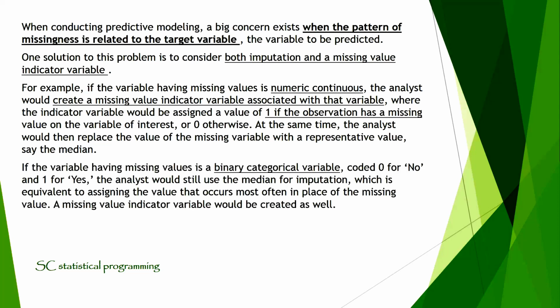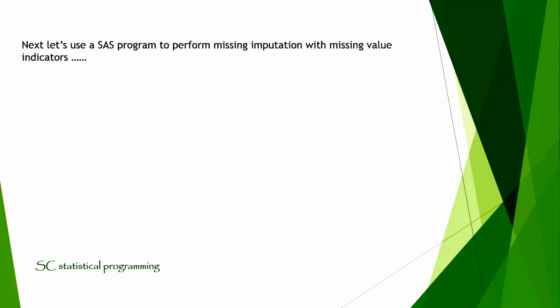If the variable having missing values is a binary categorical variable, coded 0 for no and 1 for yes, the analyst would still use the median for imputation, which is equivalent to assigning the value that occurs most often in place of the missing value. A missing value indicator variable would be created as well. Next, let's use a SAS program to perform missing imputation with missing value indicators.